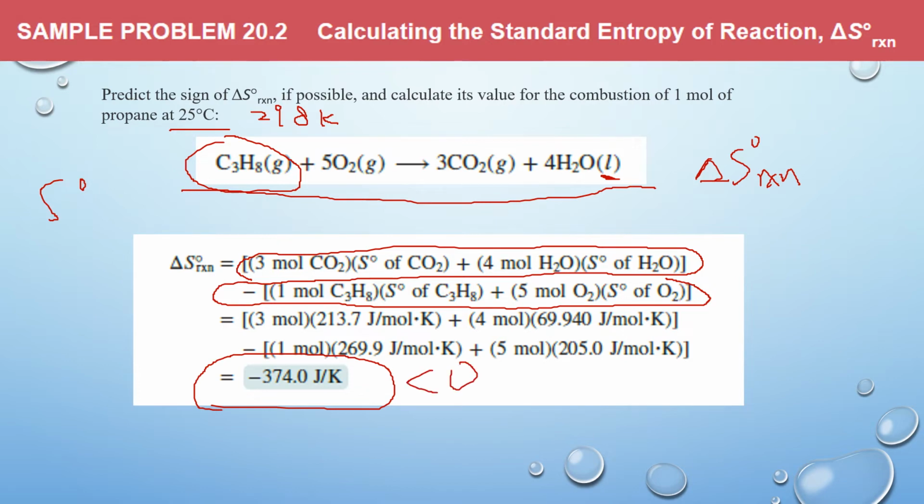Notice it is less than 0. We can also predict that. For the reactants, you have 1 plus 5, which is 6, but for your products, you only have 3, because water is in liquid phase. That's why the delta S is less than 0.